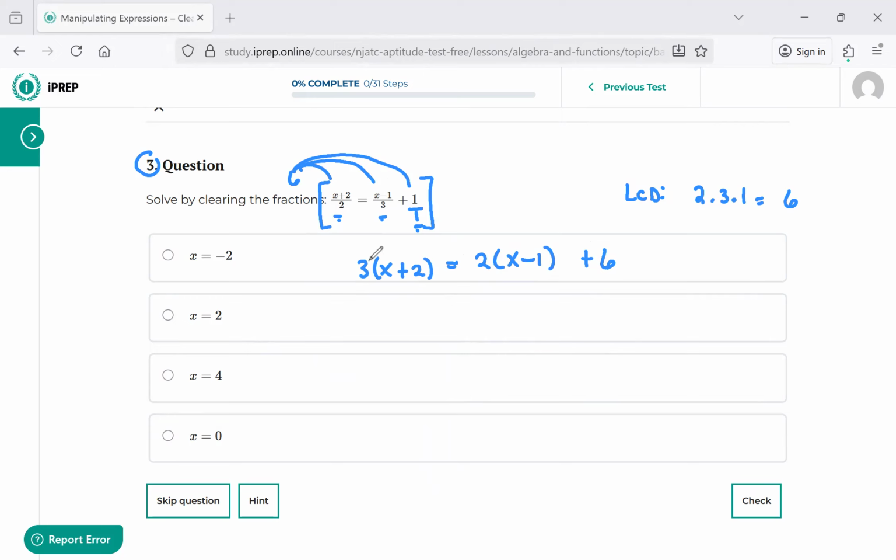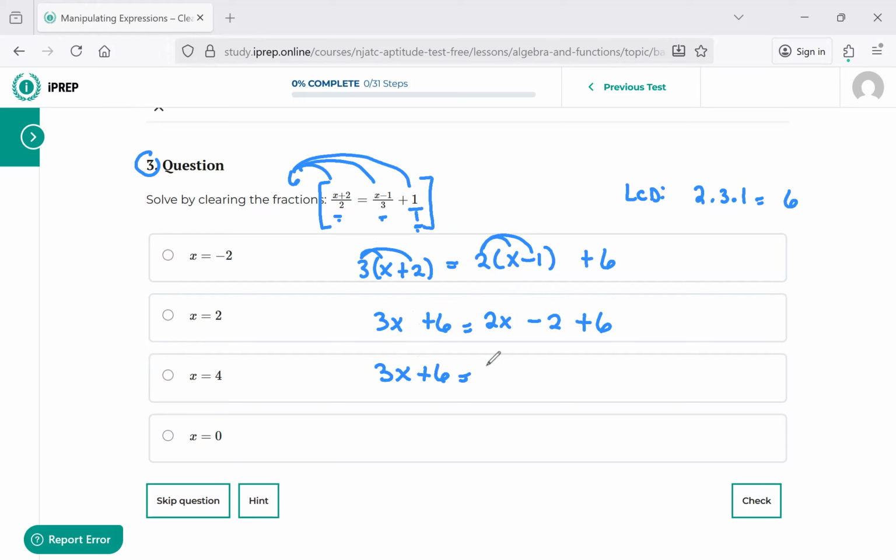Okay, let's continue the left side. So now what we have to do is FOIL out. On the left, what's 3 times x? That's 3x. And then what's 3 times 2? 6. And then on the right, what's 2 times x? 2x. And then what's 2 times negative 1? Negative 2. Plus 6. Okay, so you have 3x plus 6.